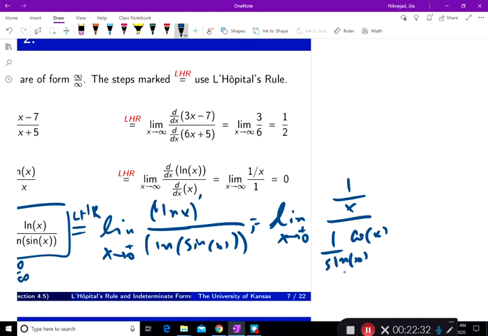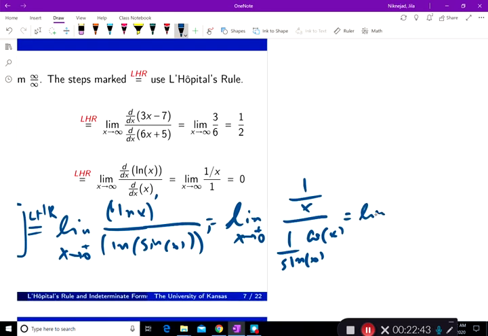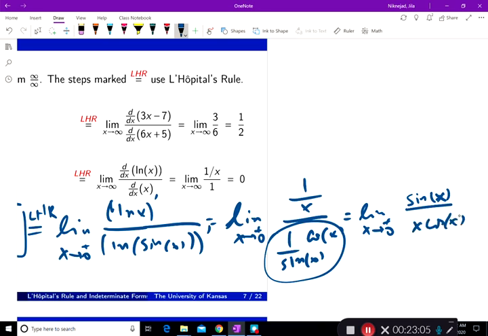And if I want to do another L'Hopital rule, it's going to be a little awkward, and the derivative is a little harder. So what I do instead, I simplify this, and I get limit as x goes to 0 positive of 1 over x times the reciprocal of the bottom, which is sine of x over cosine of x. So it would be sine of x over x cosine of x.